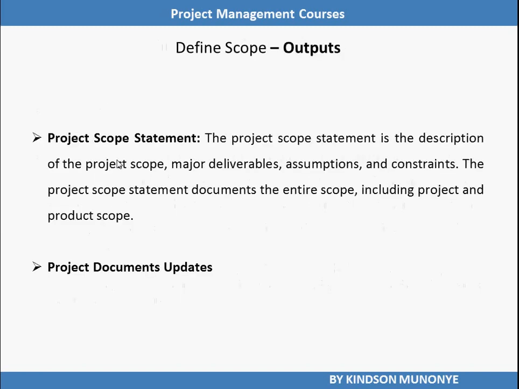The output of define scope is the project scope statement. A project scope statement is very important. It is a key output of the define scope process. The project scope statement is the description of the project scope, major deliverables, assumptions, and constraints. It documents the entire scope, including project and product scope.